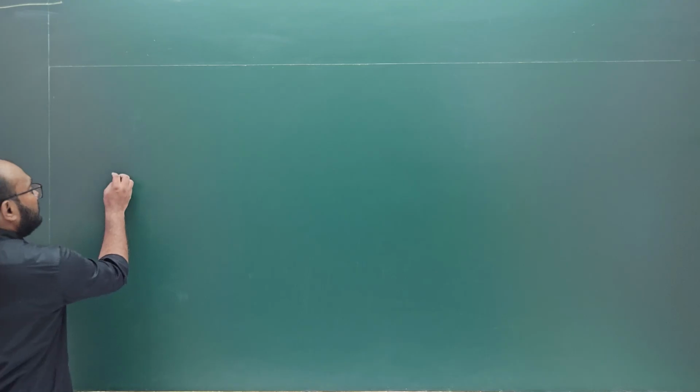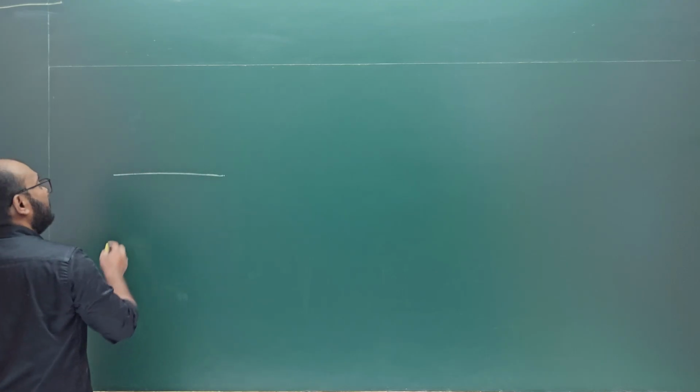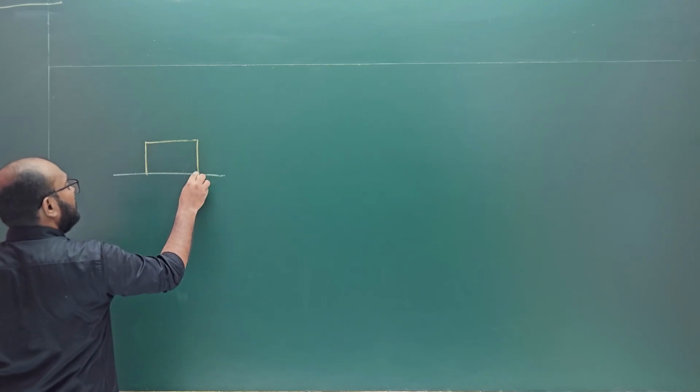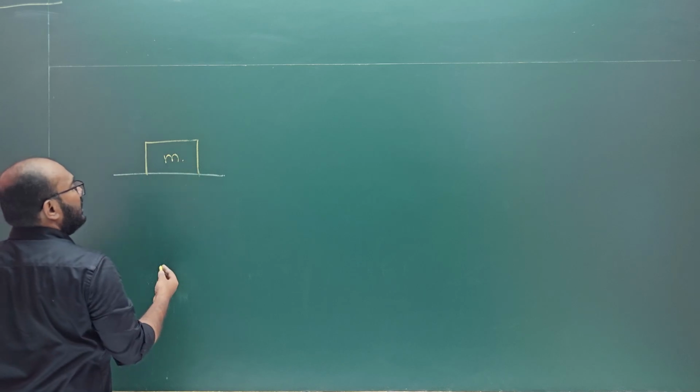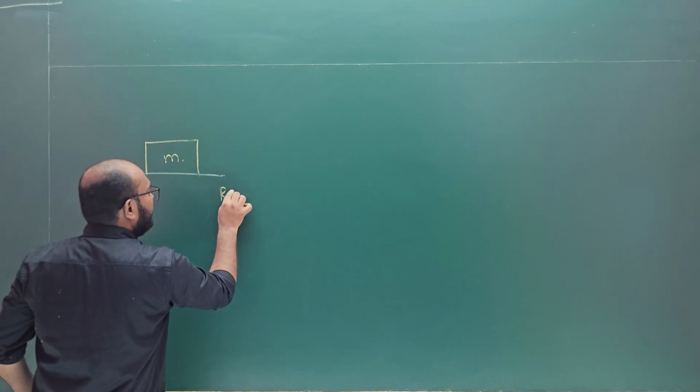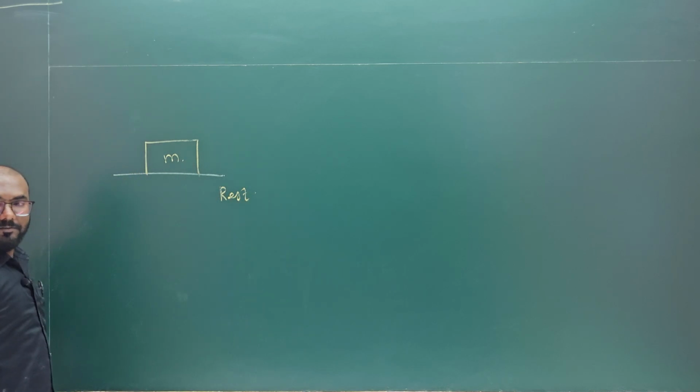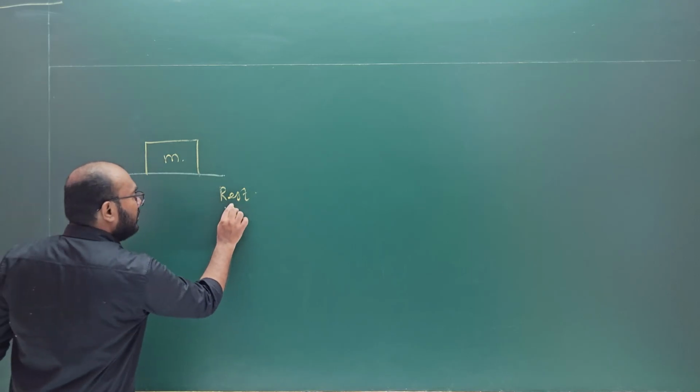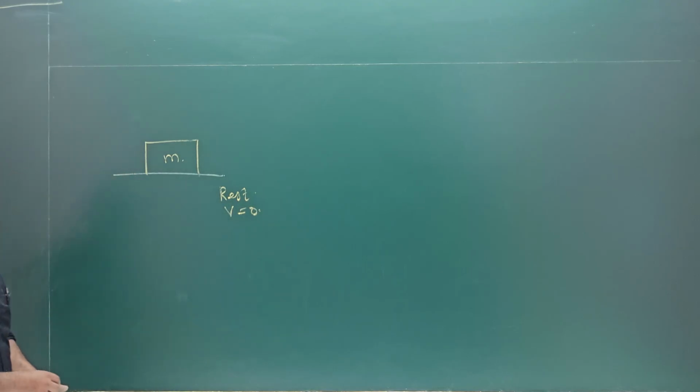Okay, now listen to me. Consider here is a surface. On this surface a body is being placed. Let's say this mass is M, and the body at this point is at rest. Body is at rest. That means, can I say velocity is equal to 0? Okay. Now let us say how many forces are acting initially.